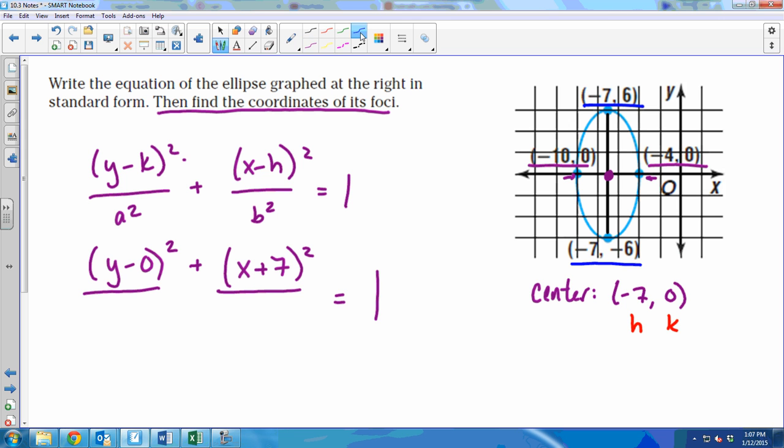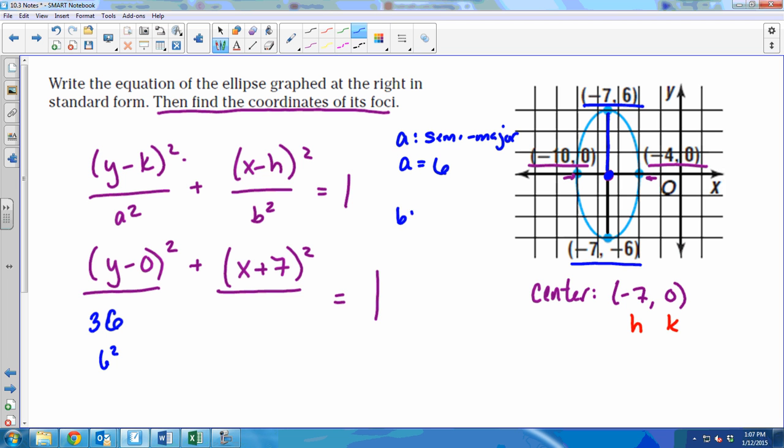A, again, is the semi-major axis. That's from the center to one of the vertices on the major axis. This is vertical, so the major axis is the long one that goes vertically. Right, so I'm counting from the center to one of those vertices. That distance is 6. So A is equal to 6. So A squared is then 36. Everyone go with that.